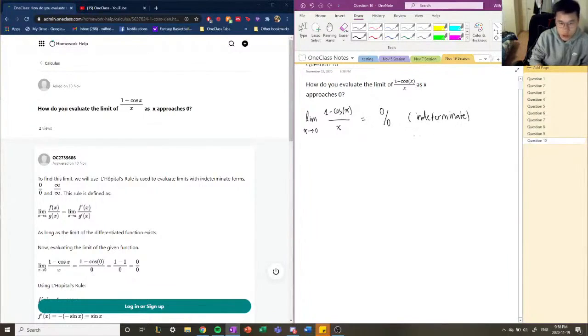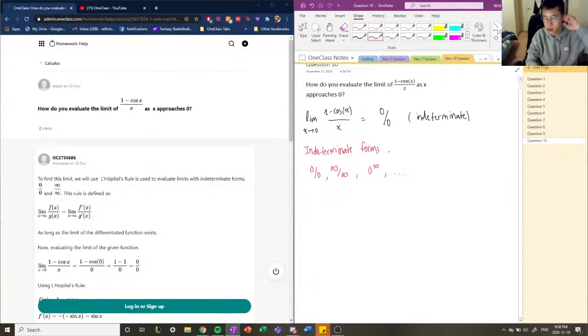So let me just write off the indeterminate forms. We have 0 over 0, we have infinity over infinity, we have 0 to the power of infinity, and so on. If you want to look for the full catalog of all the indeterminate forms, these are basically forms we cannot calculate any further because we don't know what 0 divided by 0 is, or what infinity divided by infinity is.